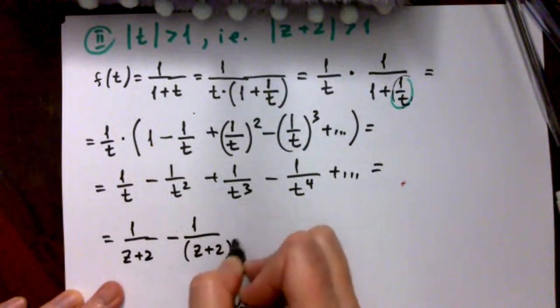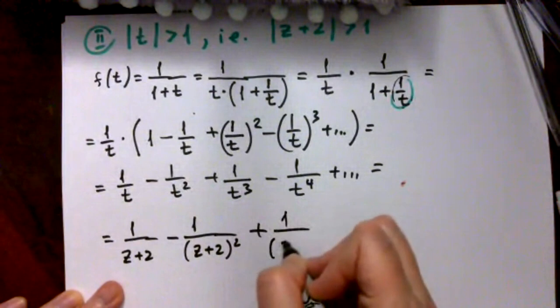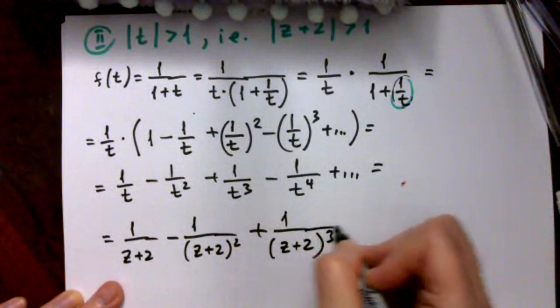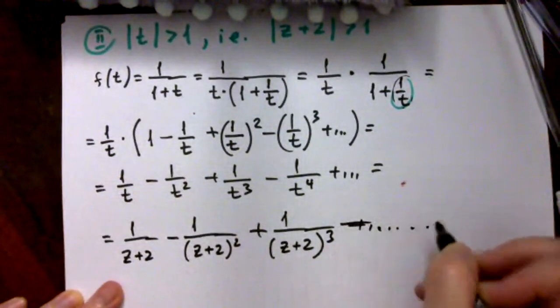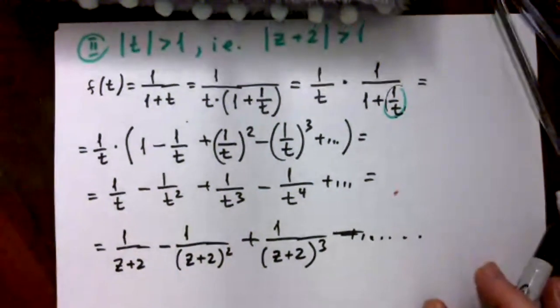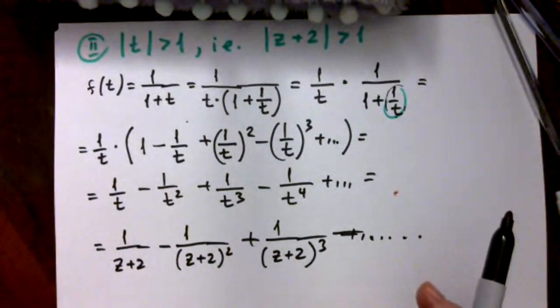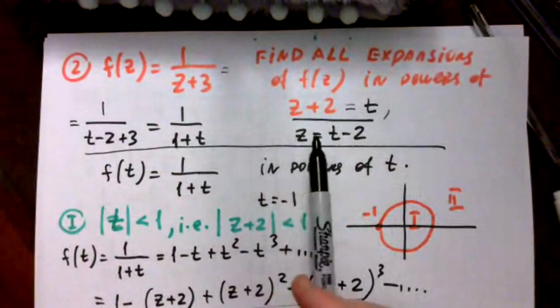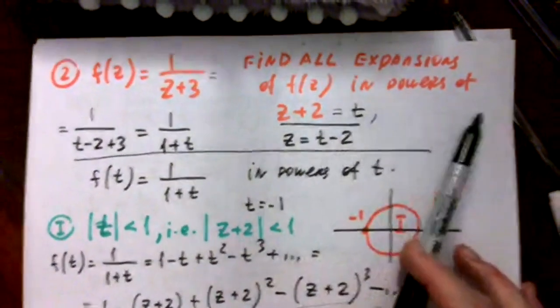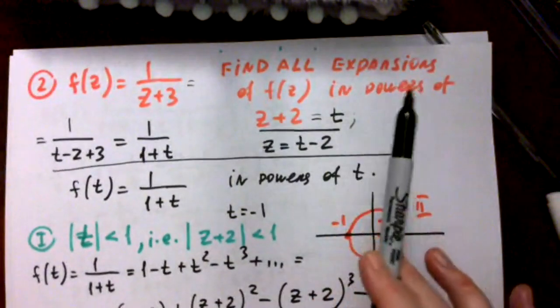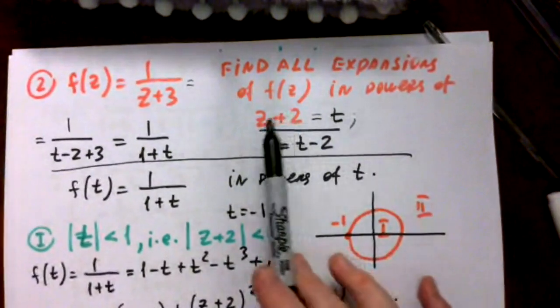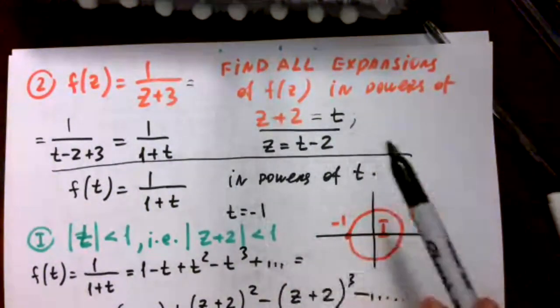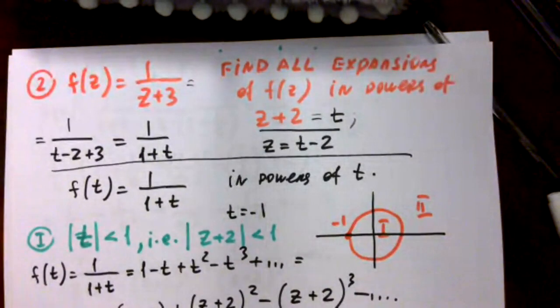So z plus 2 squared plus 1 divided by z plus 2 cubed, and so on. I'm even too lazy to write the next term. Just like in the previous case, we have two different expansions corresponding to two different areas. The purpose of this second example was to show you how to cope with this situation when you are asked to find an expansion not in powers of z, but in powers of something else like z plus 2, z minus 3, and so on. The best approach is to make this substitution, the simplest one.